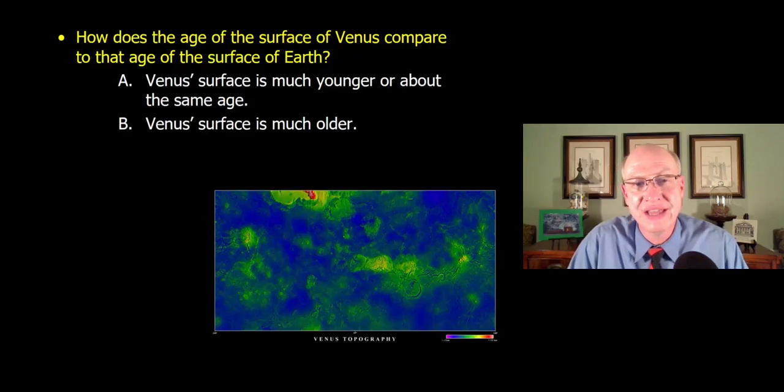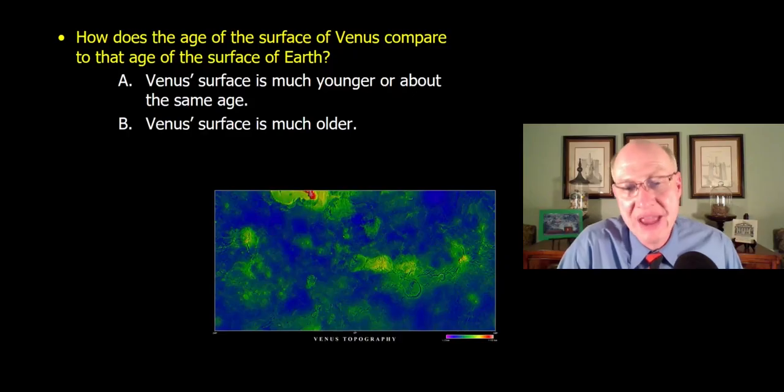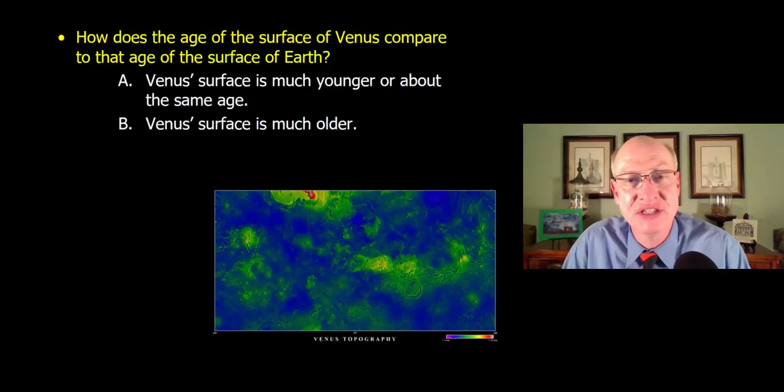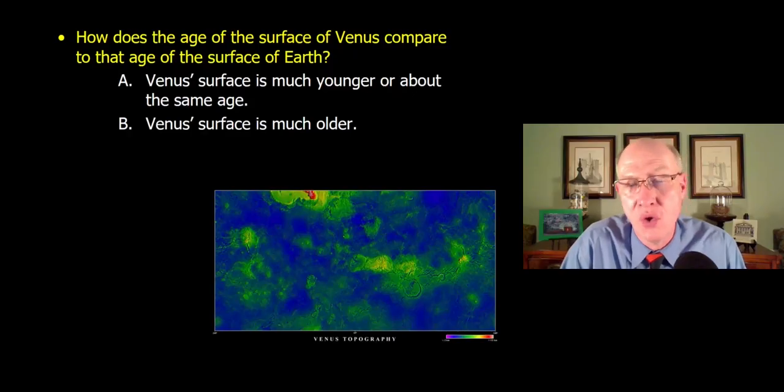All right, so what did you think on this one? Well, I would have to argue, given the lack of impact craters on the surface of Venus, the fact that there are so few, and given the lack of craters on the surface of the Earth, that the surface of Venus and the surface of the Earth are about the same age. So I would argue that the answer to this one is A. Venus's surface is about the same age as the surface of the Earth. Could be younger, could be older, but it's about the same age.